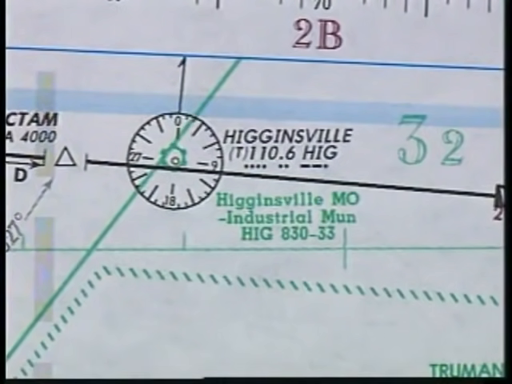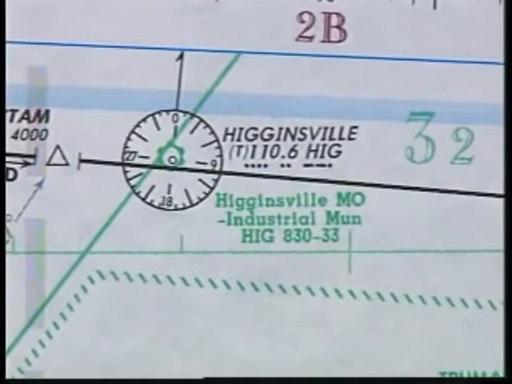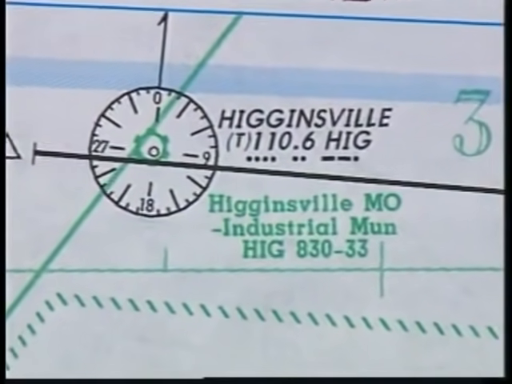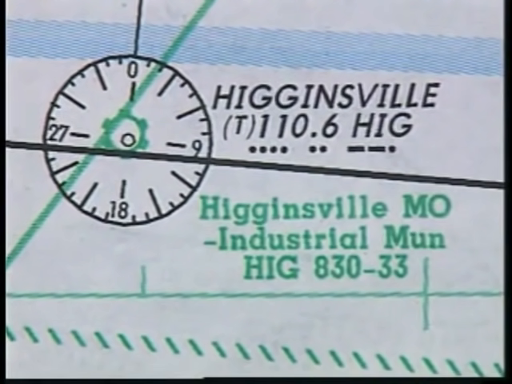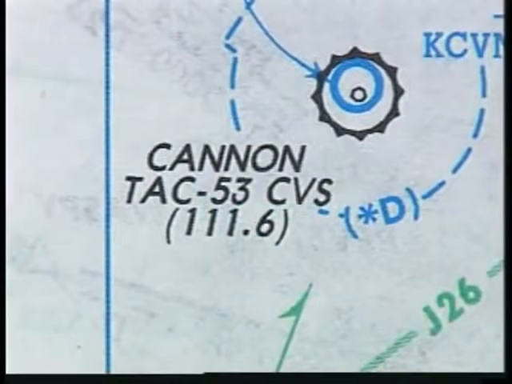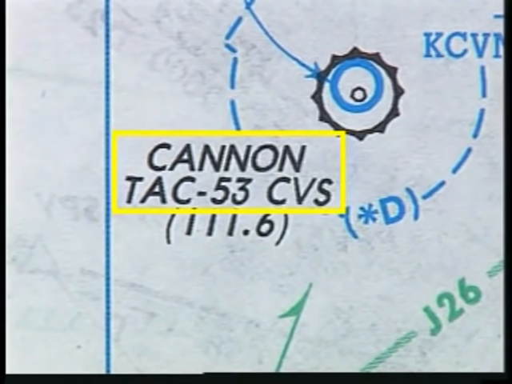The information for a NavAid which is not part of the airway or route structure is not enclosed in a box. For instance, the VOR located at Higginsville Industrial Municipal Airport is used primarily for terminal operations, as depicted by the T in parentheses. The navigation information for a TACAN or DME station which is not frequency paired with a VOR is shown next to the symbol. The frequency of 111.6, shown in parentheses below the TACAN channel, provides civilian reception of distance information.